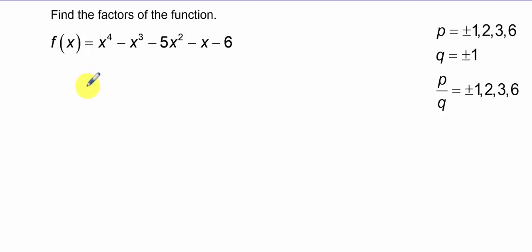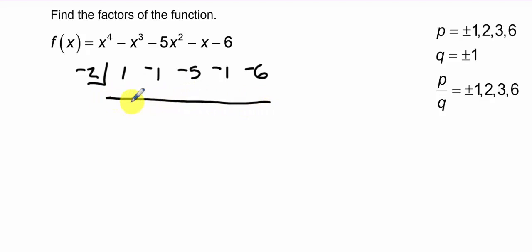So let's try a -2 and see if -2 will go into this. So I have a 1, a -1, -5, -1, and -6. And I'll take and divide that -2 into that, pull my 1 down, multiply, get a -2, -3, positive 6, positive 1, -2, -3, and what do you know, 6. Lucky guess. Not really, because I knew what the answer was going to be.